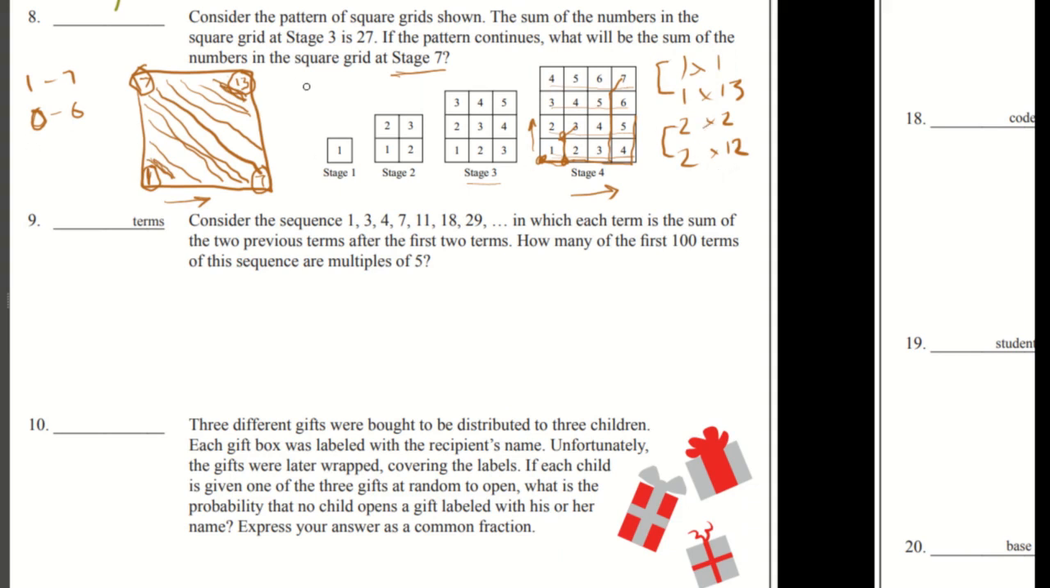Okay, so I've got 1 times 14 plus 2 times 14. I'm going to have 3 times 14, all the way up to 6 times 14. And then I'm going to have 7 times 7. Okay, cool. So I can simplify these by saying this is 14 times 1 plus 2 plus 3 plus 4 plus 5 plus 6.